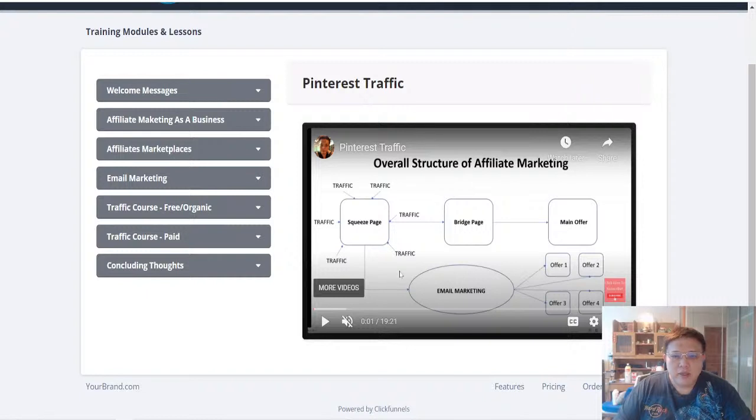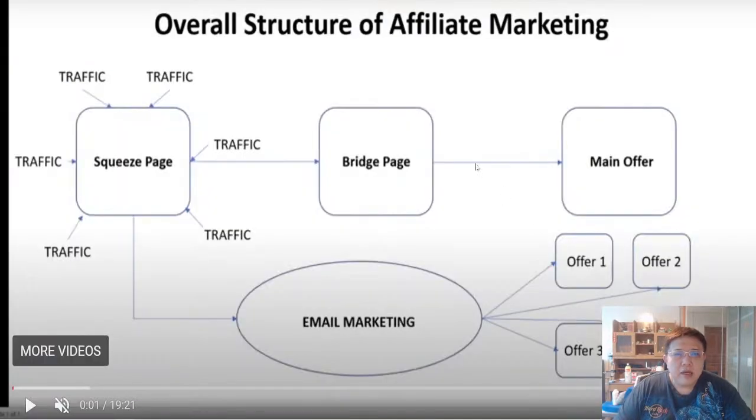Okay, now let's take a look into this particular slide first. Now this is the overall structure of affiliate marketing, as you can see over here. Ignore this particular word because this is one of the modules which I share about how to generate free traffic using Pinterest. But what I want to share here is this entire slide. The overall structure of affiliate marketing works in such a way whereby you have your squeeze page, and the squeeze page is mainly to collect email addresses. And subsequently, you bring them to the bridge page, and the bridge page's objective is to warm up your core audience after they have already given you their email addresses. Then subsequently, of course, you bring them to the main offer.